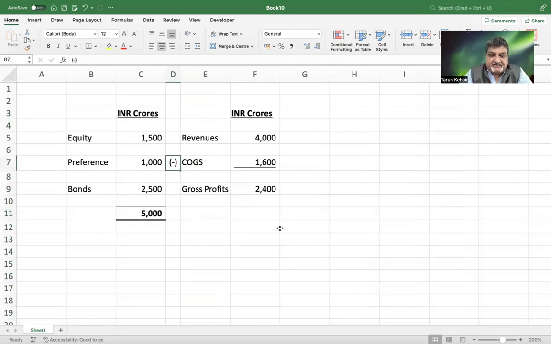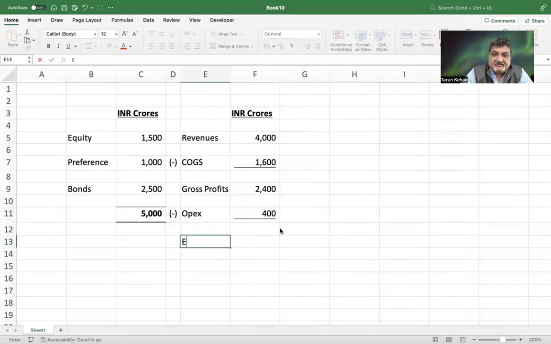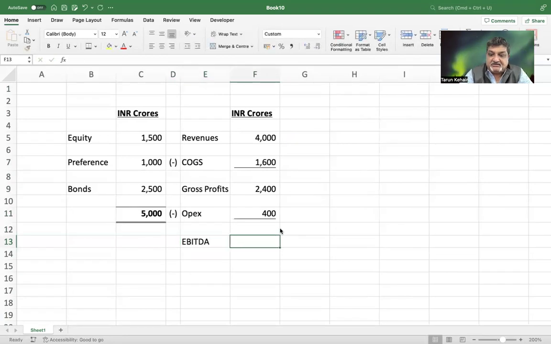Assuming that the company also has operating expenditure, excluding depreciation, which is, let's say, 400 crores, 10% of revenues, which means that the EBITDA, earnings before interest, taxes, depreciation, and amortization, becomes 2,000 crores.